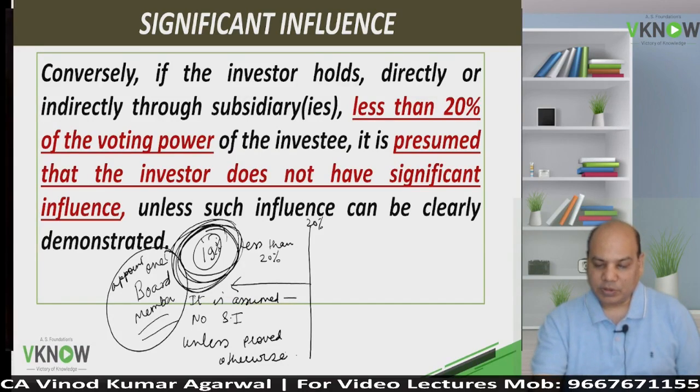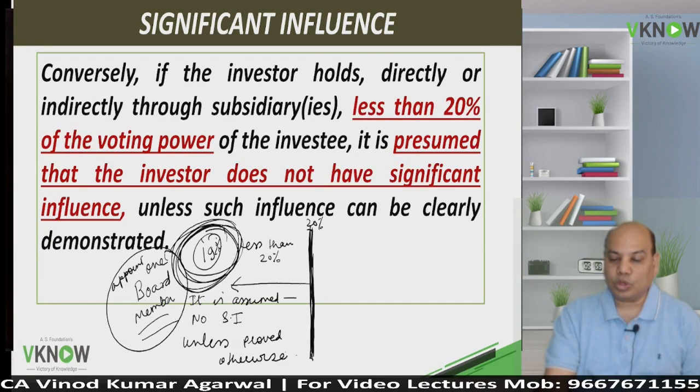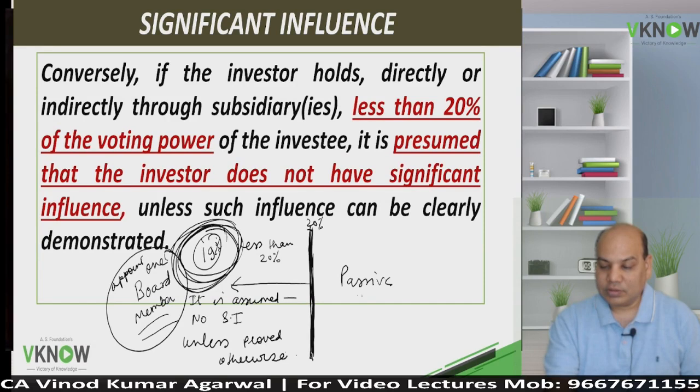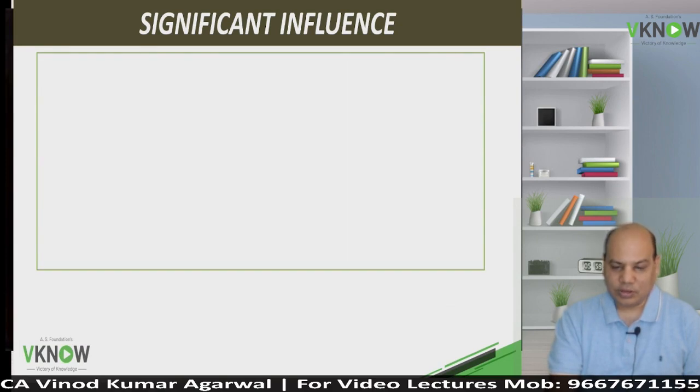So then what is the purpose of this 20% line? This 20% is not a very hard and fast rule. With more than 20%, a passive investor need not follow AS23, and with less than 20%, an investor who participates in financial policy decisions can follow AS23.